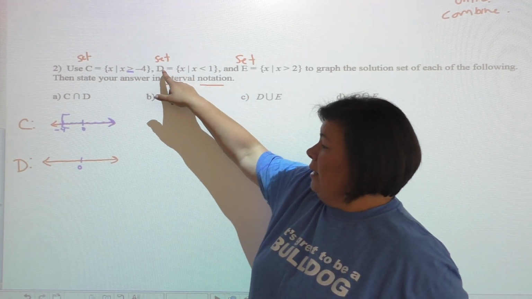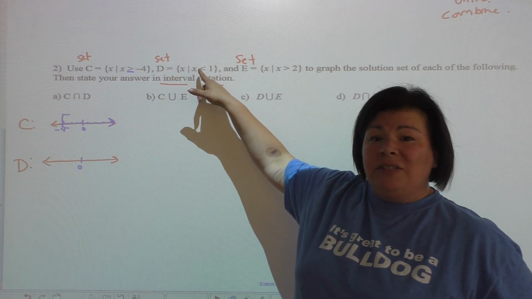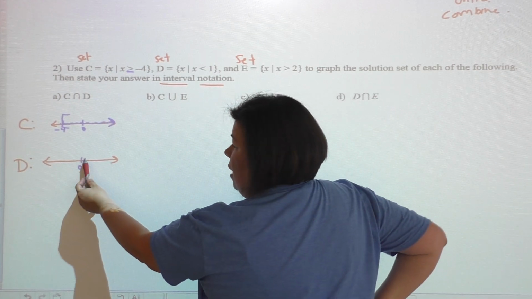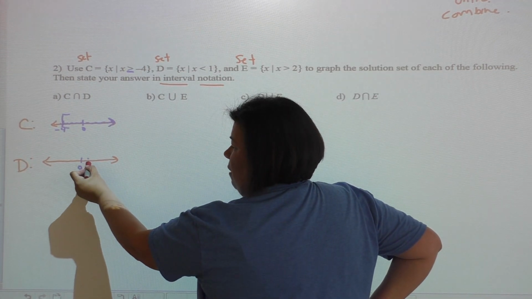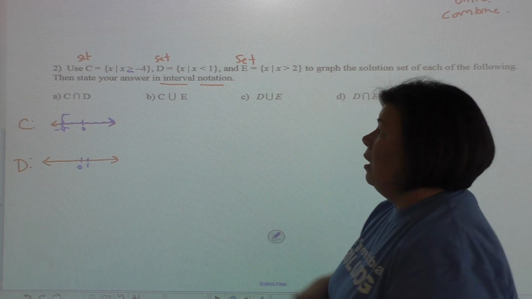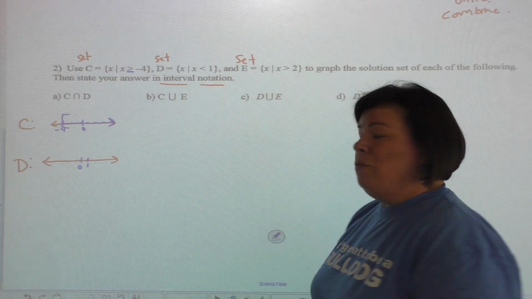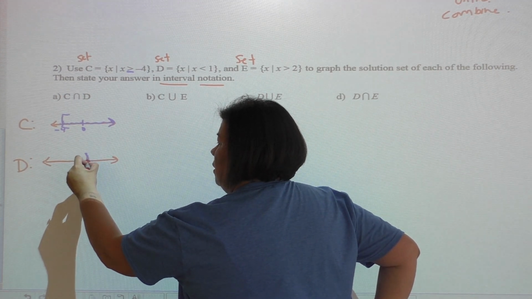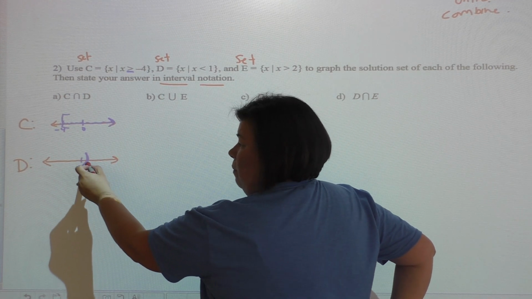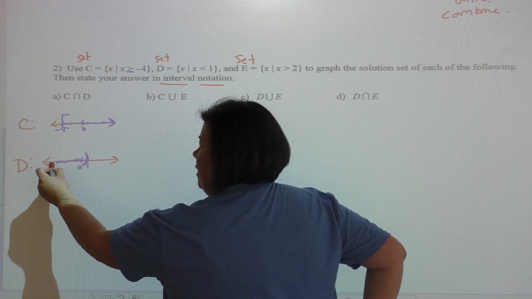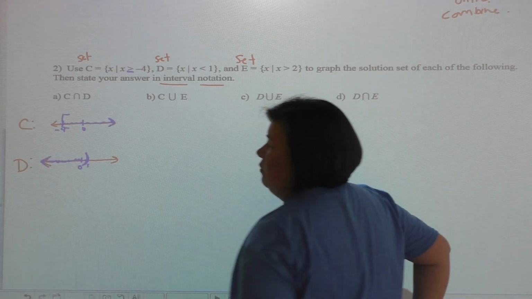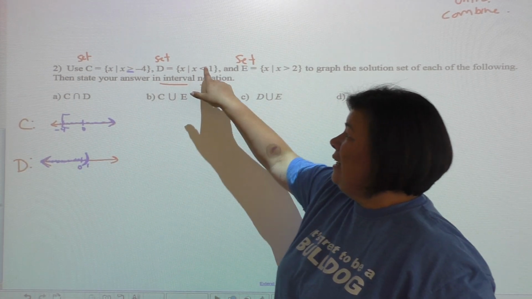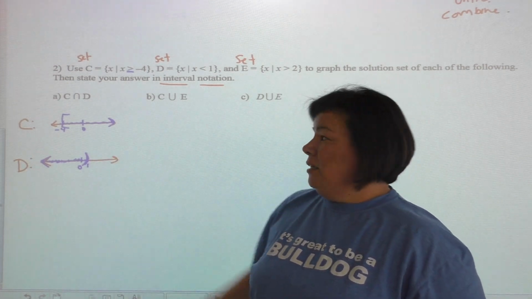Okay, so according to set D, I need all the x values such that x is less than 1. So 1 on my number line would be about right here. Now all my x values less than 1, but do not include 1, mean that I have an open interval at 1, but all my x values less than that go on forever in the negative direction. So there is my answer to set D. That's the graph to set D.